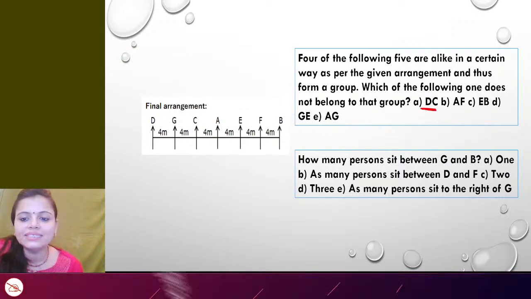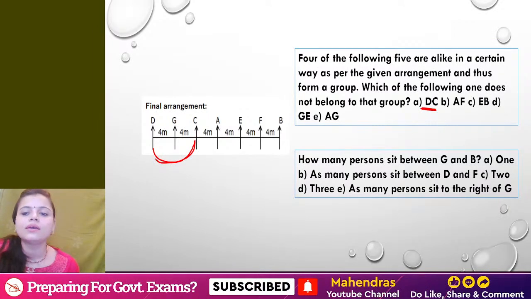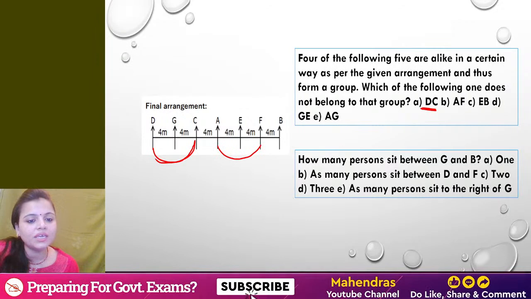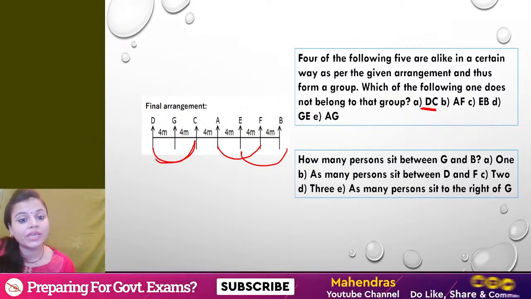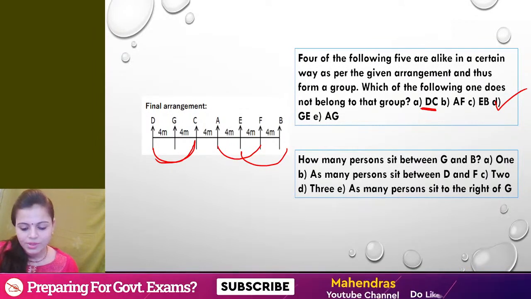So the D and C, okay, A and F, okay, distance is 8. E and B, again distance is 8. G and E, distance is 12. A and G, it's 8. So your answer is G and E, because the distance between G and E is 12 and rest they are 8.